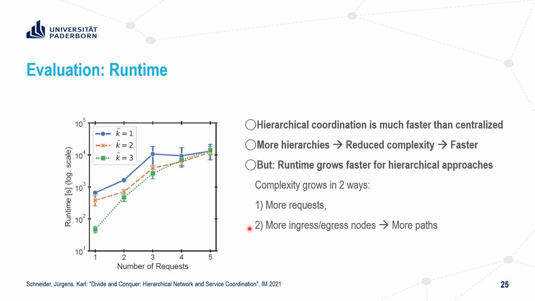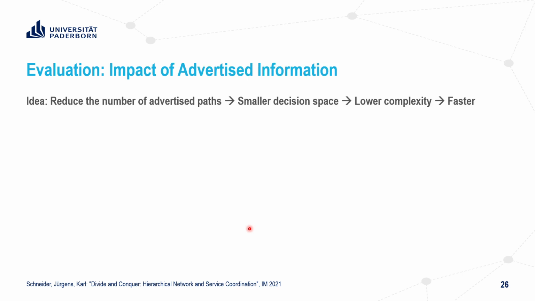That means we need to advertise more nodes. That means we need to compute more paths between these nodes. And if we have more paths, we also have a larger decision space, and that's what makes our whole problem slower. And we looked into this a bit further, and we thought, how can we overcome this problem?